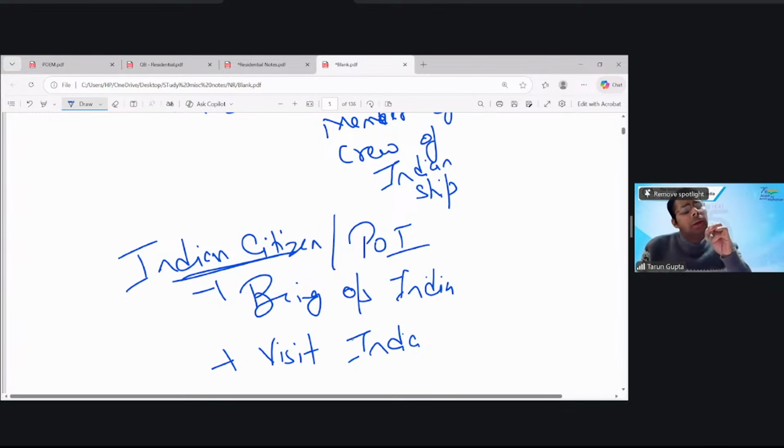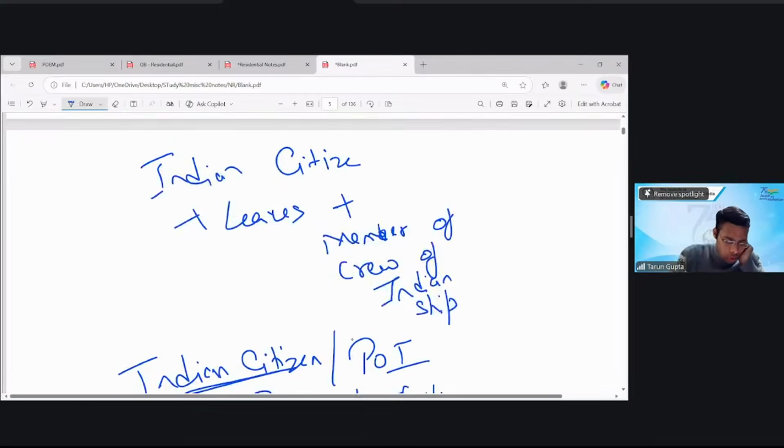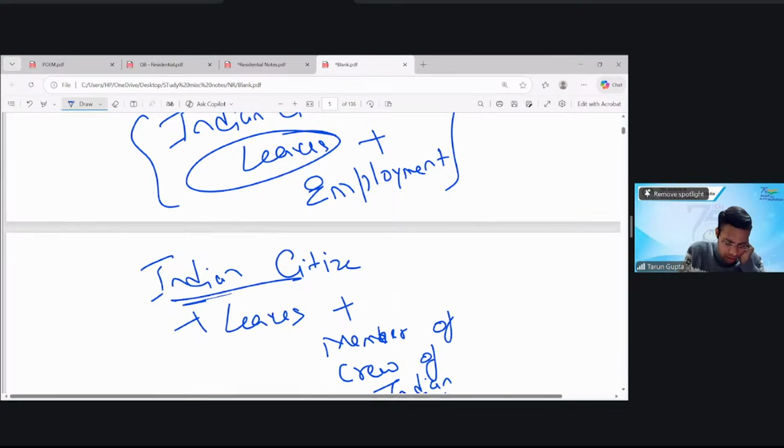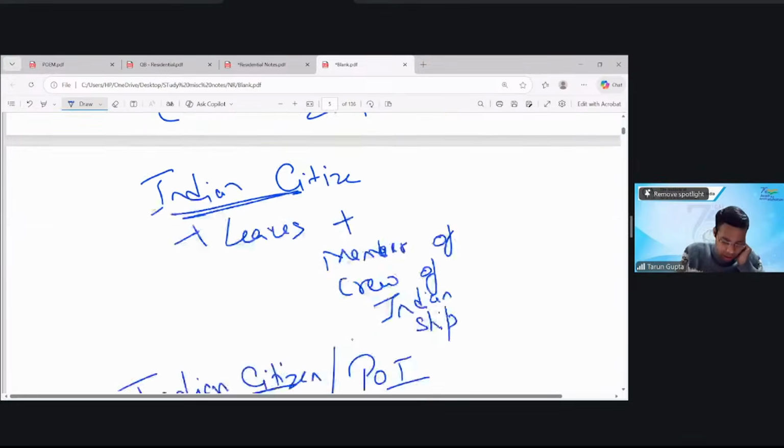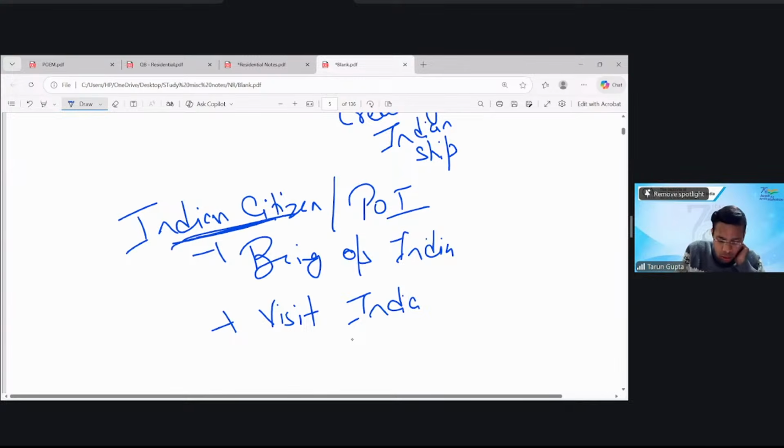Can you tell me who is an Indian citizen? An Indian citizen means a person who holds an Indian passport. So the first 2 conditions are applicable only in case of an Indian citizen. But the third condition is applicable whether you are an Indian citizen or a person of Indian origin. Who is a person of Indian origin?